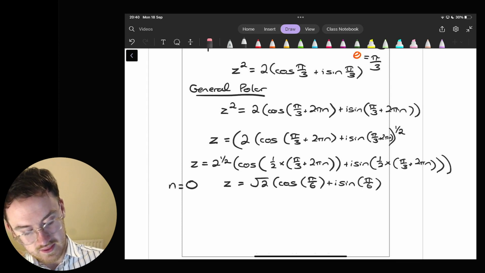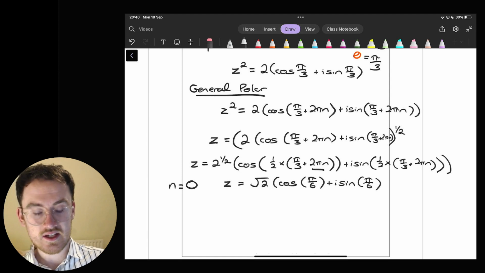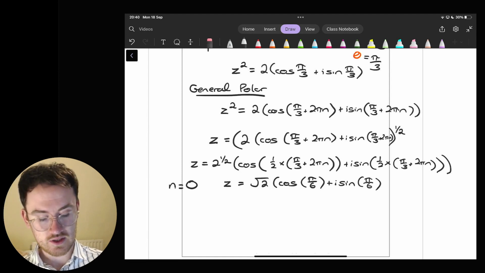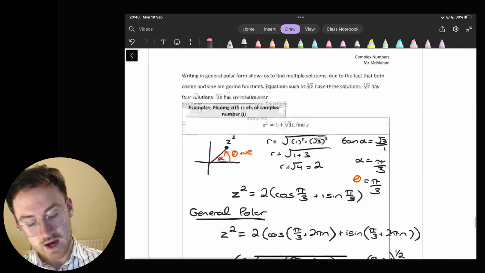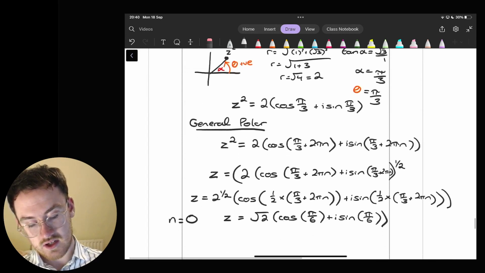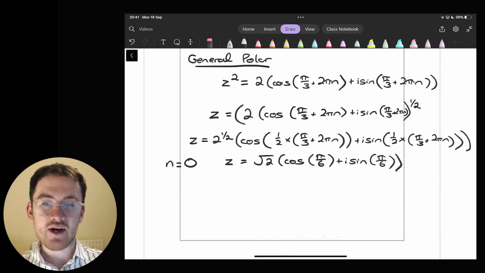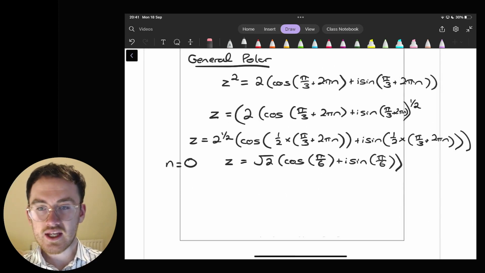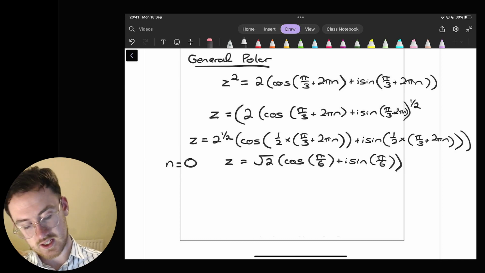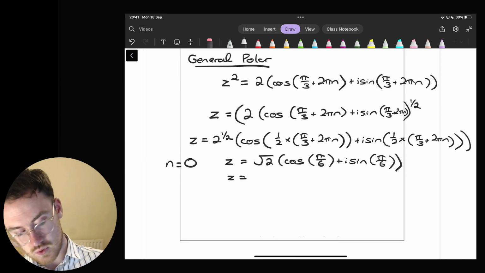So looking at that there, the 2 pi n, if n is 0, that's just 0. So it's a half just multiplied by pi over 3, which gives me the pi over 6 there. And we were asked here to give our answer in no particular form, just to find z. But the question was in rectangular form, so we'll go that extra step and we'll write our answer in rectangular form also. So let's just work out the value of that.